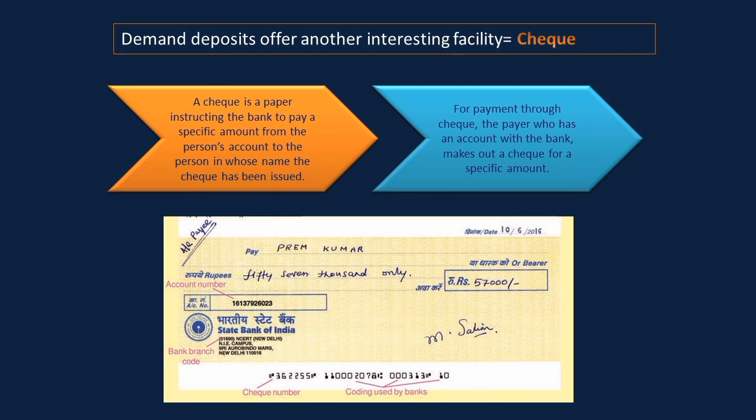The check acts as the most important thing when we withdraw our deposits. Here is the perfect definition for a check, written on the slide in the yellow box. A check is a paper instructing the bank to pay a specific amount from the person's account to the person in whose name the check has been issued. It is the perfect definition. You can just read it, remember it, and write this same definition in your paper if it comes up that asks what a check is.